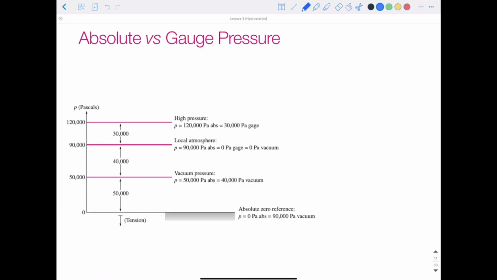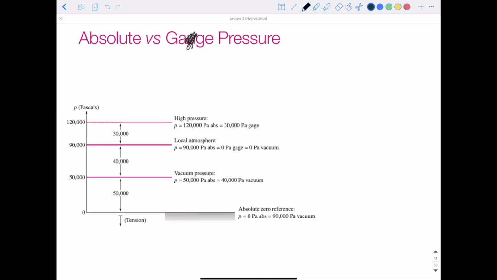Another thing we need to talk about is something that I think gets confused a lot, and this is the difference between absolute pressure and gauge pressure. I notice I spelled gauge wrong. Gauge pressure. So absolute pressure is, exactly as it sounds, the pressure of a fluid relative to zero pressure. So absolute zero means that you're in a vacuum. You have no pressure at all. Pressure is equal to zero.